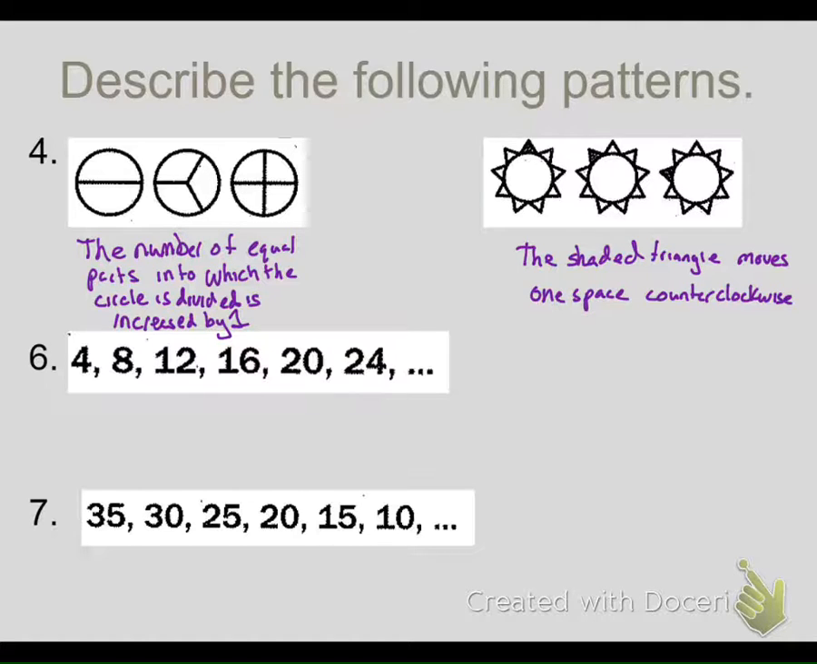Okay, after that we have 2 more to look at. On number 6, can anybody see what this pattern is? Yes, ma'am? We're adding by 4. So, plus 4, plus 4. So each number is increased by 4.